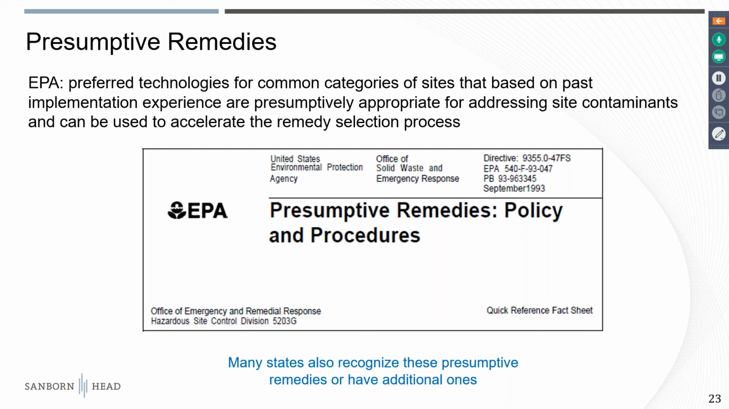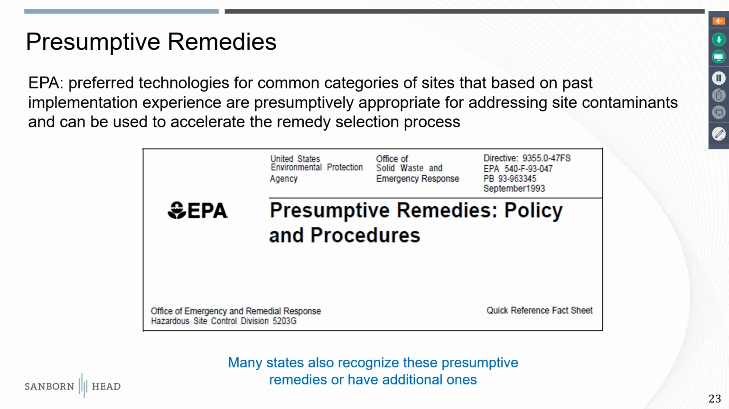There's a big caveat to using presumptive remedies, and that can be that you can get too much confidence that a presumptive remedy is going to work. It's very important to still have all that site characterization data that you need to select an appropriate technology. And just because a presumptive remedy may be recommended for your class of contaminants and your type of site, it doesn't mean that you don't need to do a thorough job of site characterization to support your remedial design.